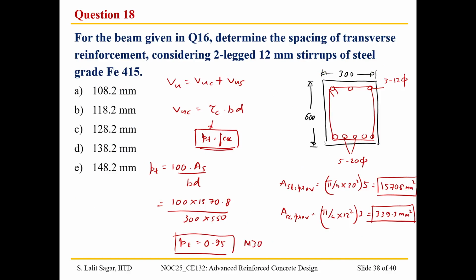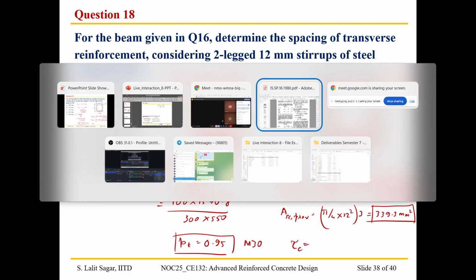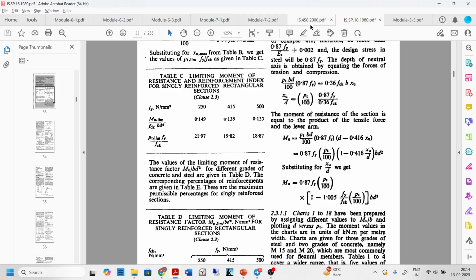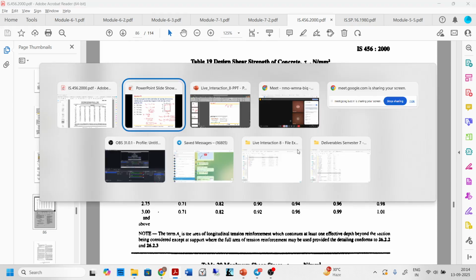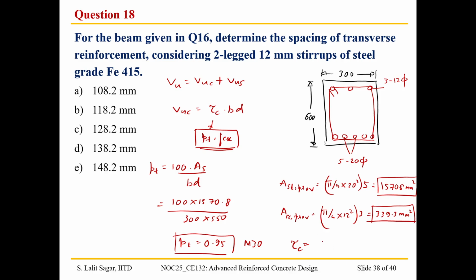So using these two, we get the value of tau C as how much? For 0.95, we get a value between 0.59 and 0.66. I'm getting a value of 0.65. Or to be precise, I'm getting a value of 0.647 MPa.